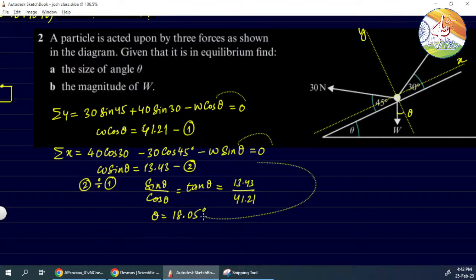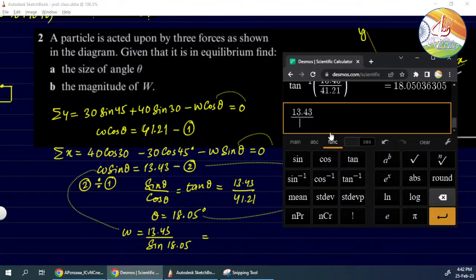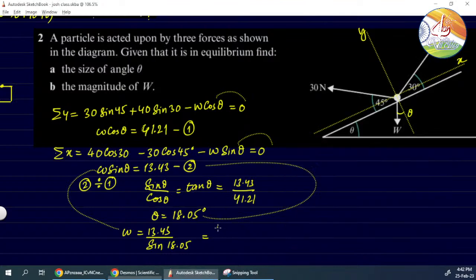So now we have the theta value. Let us substitute in one of the equations, and that equation will give us the value of W. W will be equal to 13.43 divided by sine of angle theta. Theta is 18.05. That's what we found just now. So find this value, 13.43 by sine 18.05. That's 43.34. This is in newtons. Okay.